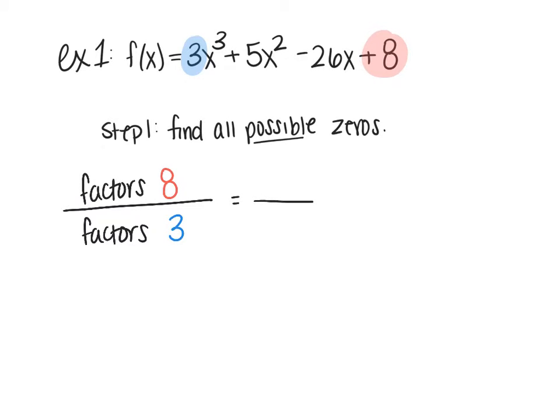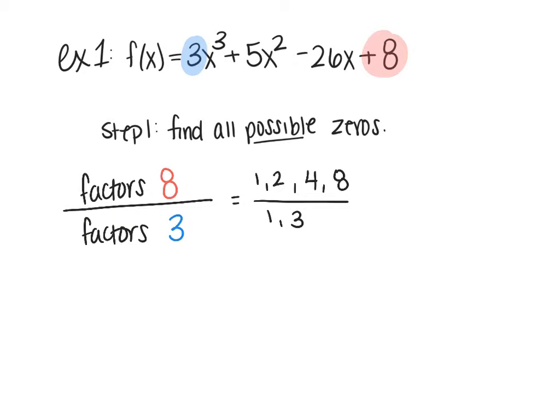So the factors of 8 are 1 and 8, 2 and 4. And those are my only factors. The factors of 3 are 1 and 3. So to find all the possible zeros, it's going to be every combination of the top with the bottom.